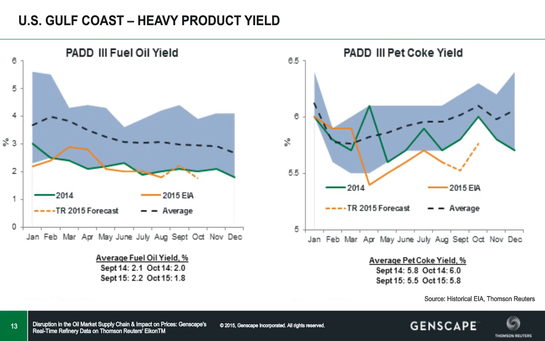Fuel oil yields in PADD 3 have remained near the 5-year minimum for the past 2 years thanks to the increased volumes of light domestic crude being run in the region, and we expect this to continue in September and October, with yields remaining near 2%. Petroleum coke yields too have remained lower, with yields remaining below last year's levels throughout much of 2015. We anticipate this to continue in September and October with yields at 5.5 and 5.8% respectively.